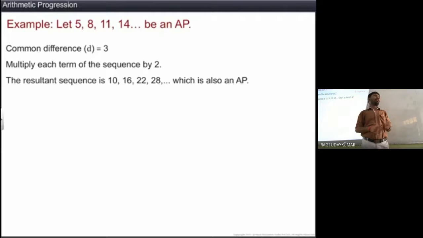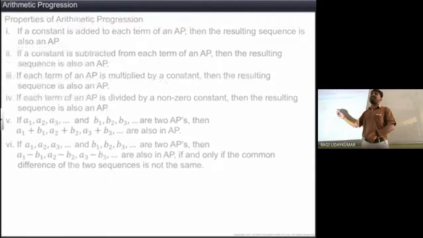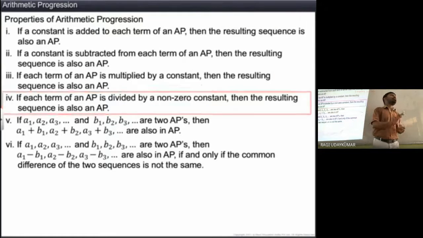But here, the common difference will not be the same. The common difference gets multiplied by what you are multiplying to each term. Means 2 we are multiplying to every term, so the common difference is multiplied by 2. So the new common difference we are going to get is 2d. But in addition and subtraction, the same common difference will come.